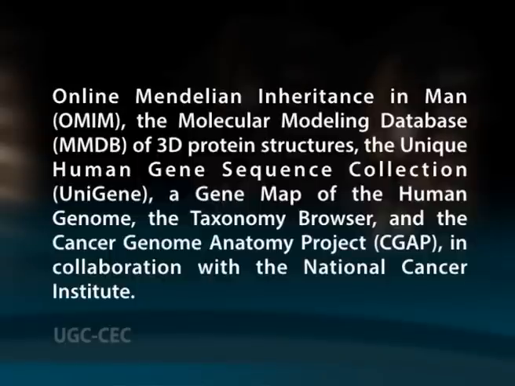In addition to GenBank, NCBI also supports and distributes a variety of databases for the medical and scientific communities. These include the Online Mendelian Inheritance in Man, or OMIM, the Molecular Modeling Database, MMDB, of 3D protein structures, the Unique Human Gene Sequence Collection, UniGene, a gene map of the human genome, the Taxonomy Browser and the Cancer Genome Anatomy Project, or CGAP, in collaboration with the National Cancer Institute.